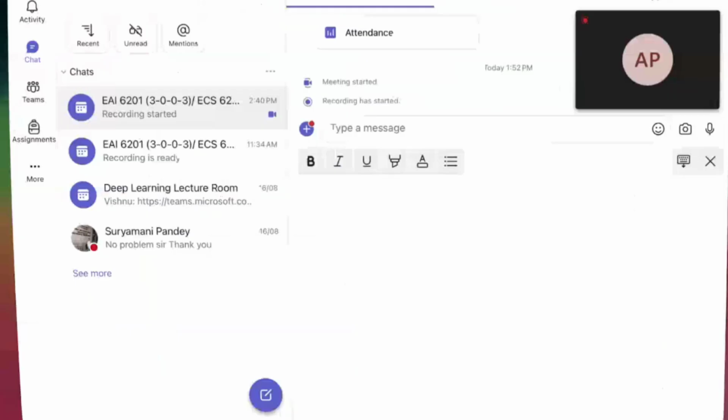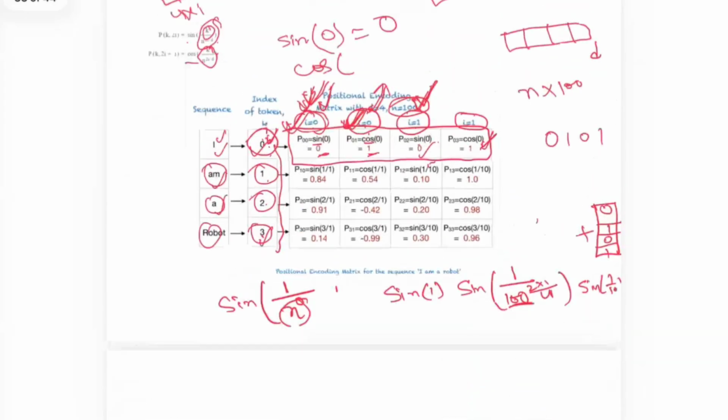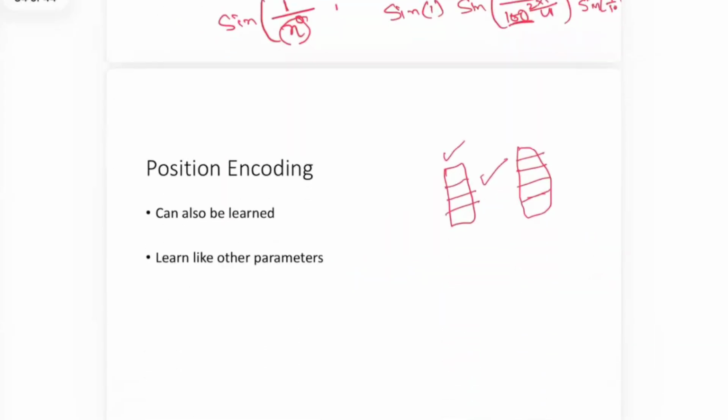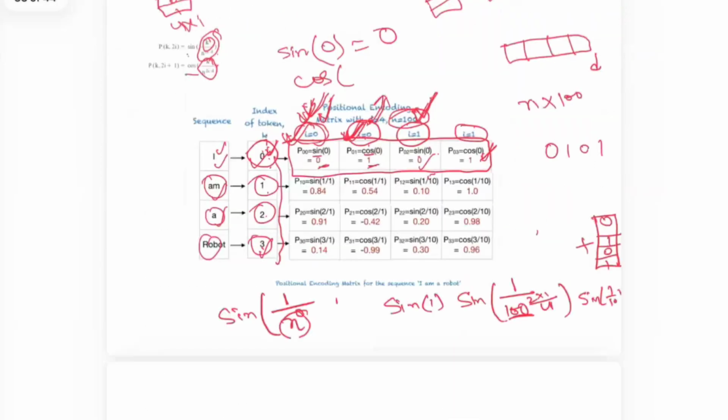I'll allow you to speak. Hi, sir. In the first column i is equal to 0, and in the second column also i is equal to 0 there. Instead of that, can we have i equal to 0, 1, 2, 3, continuous numbers there? No, this i equal to zero and this i equal to zero are different things.